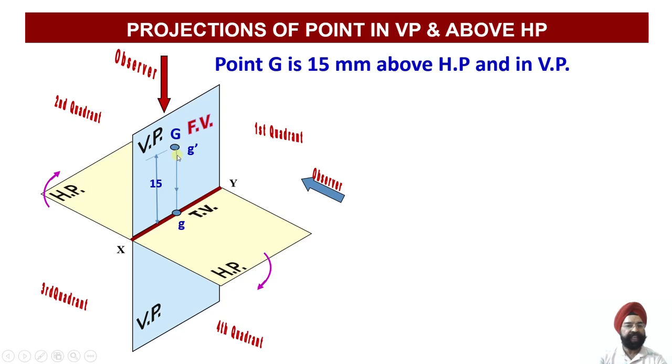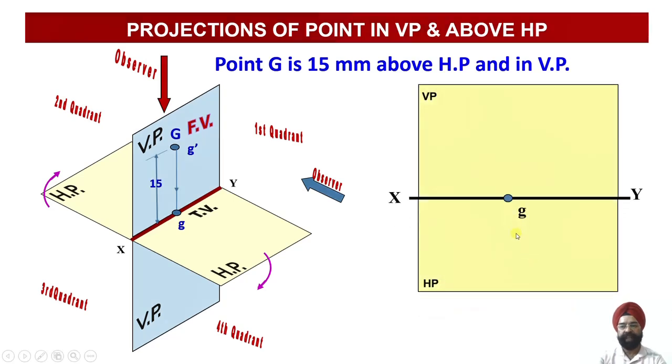So the front view lies 15 mm above the XY line. The top view lies on the XY line. And in which quadrant does this point lie? Because it lies in VP, it will lie in quadrant number first as well as in quadrant number second. So let's draw the projections of this point. Top view lies on the XY line, whereas the front view lies 15 mm above my XY line. So this point happens to lie in quadrants 1 and quadrant 2.